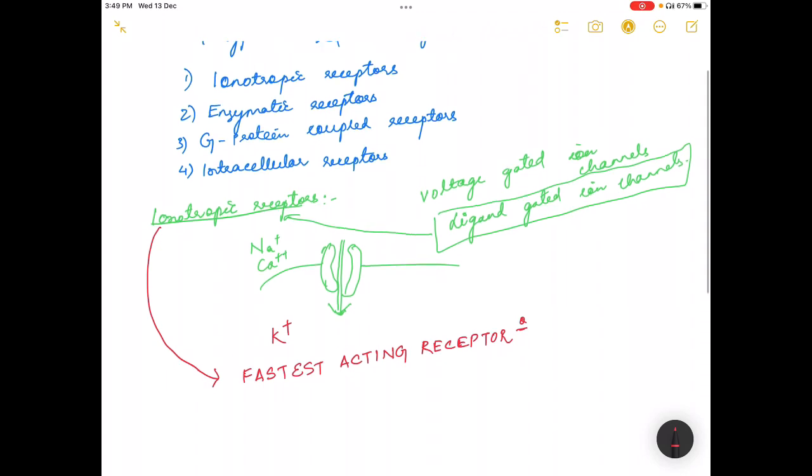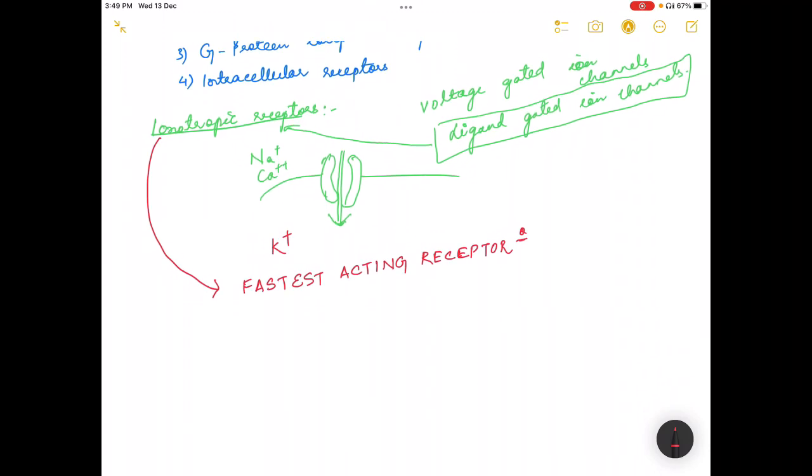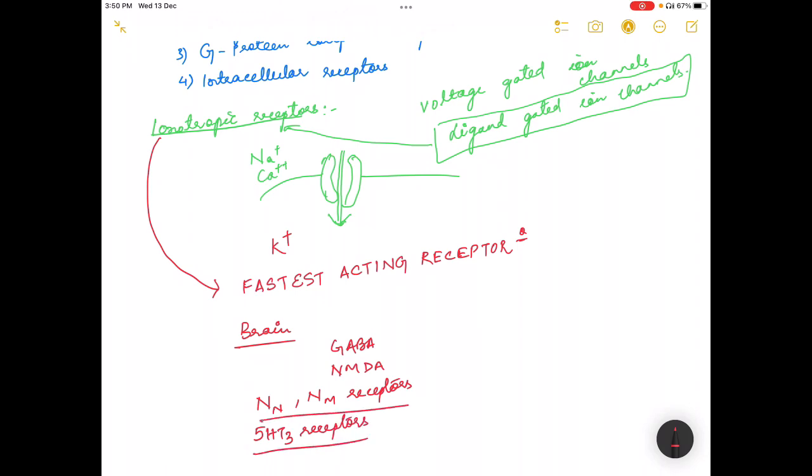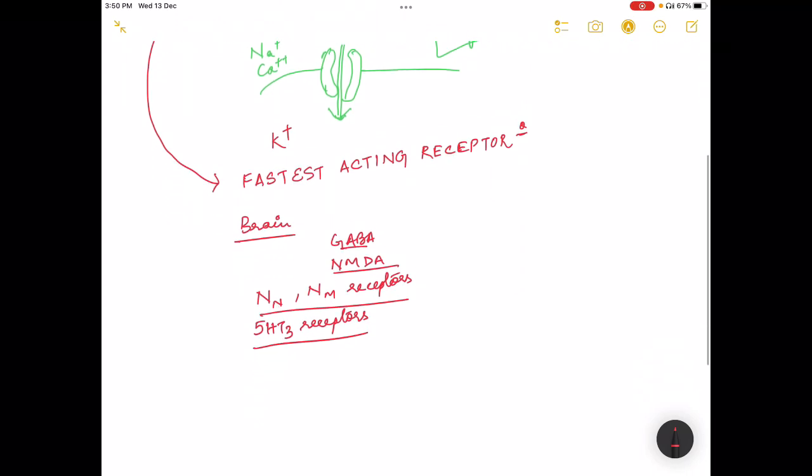Now, where are these located? These are usually present in the brain, and the major inhibitory neurotransmitter in the brain is GABA. Then the stimulatory effect on the brain is by NMDA receptor. Okay. Next, coming to the NN type of receptors. Then NM type of receptors in the nerves. Next is your 5-HT3 receptor. So these are all examples of ionotropic receptors.